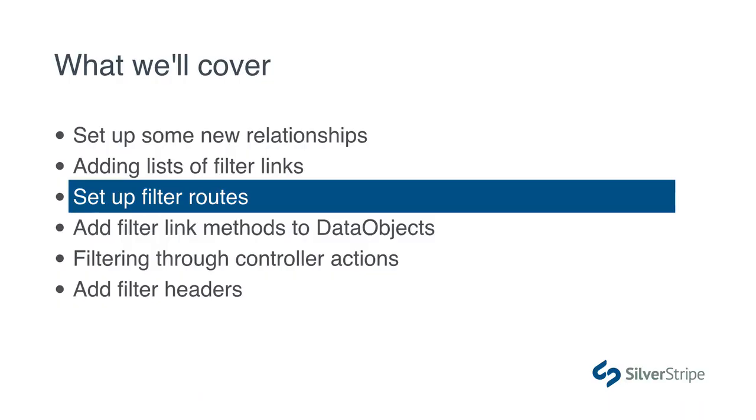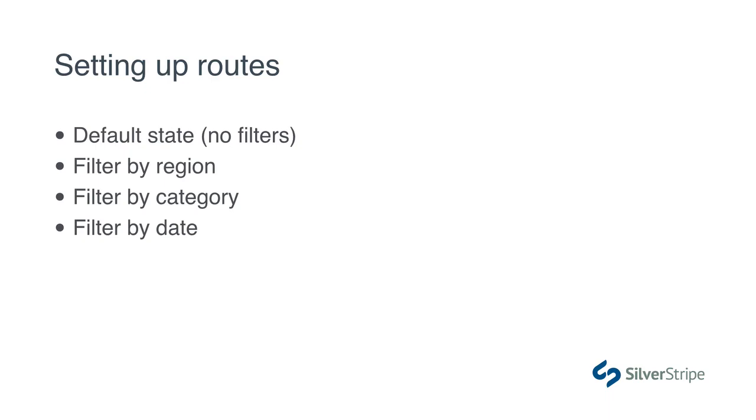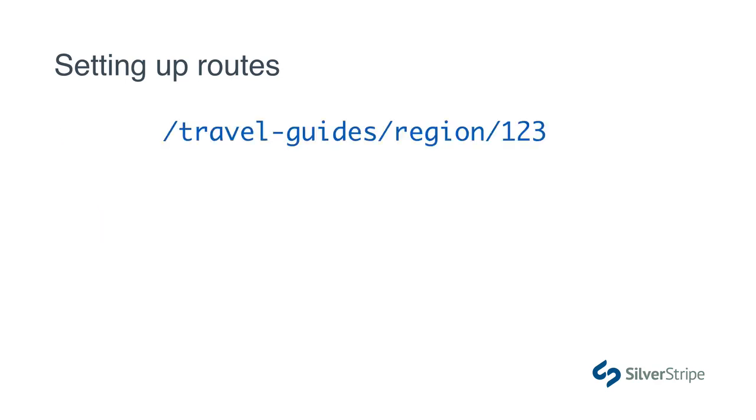So let's think about what we want out of these links. We essentially have 4 states. There's the default state with no filters. There's the filter by region, there's filter by category, and there's filter by date, which, like I said, we're going to deal with later, but it's important to know for now. A good place to start is to envision what you want the routes to look like for each one of these states. So we can pretty easily imagine something like this.